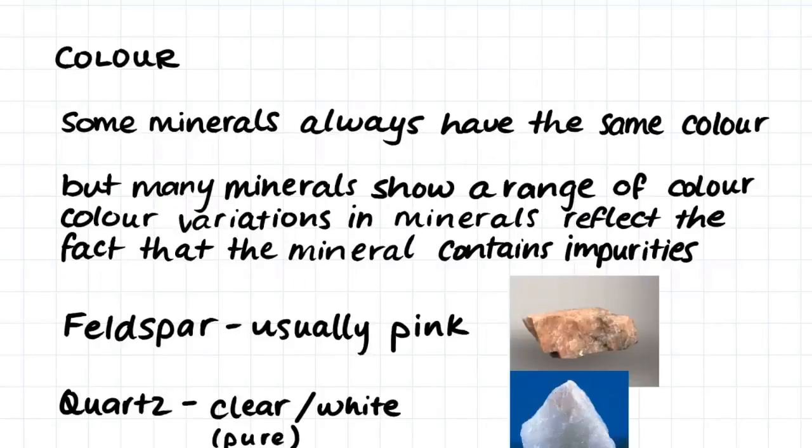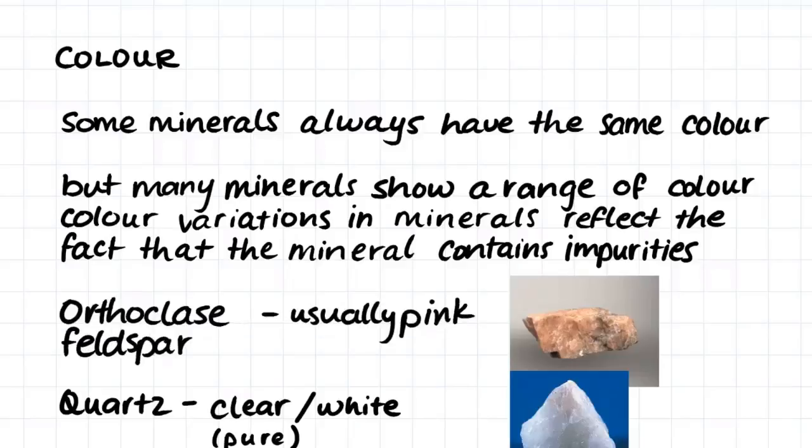The first property of minerals we'll have a look at is colour. Some minerals always have the same colour, but many minerals do show a range of colour, and these colour variations occur because the mineral actually contains impurities. Sometimes colour is not such a great indicator of what type of mineral we're looking at when we're trying to classify minerals, but sometimes it can be quite helpful.